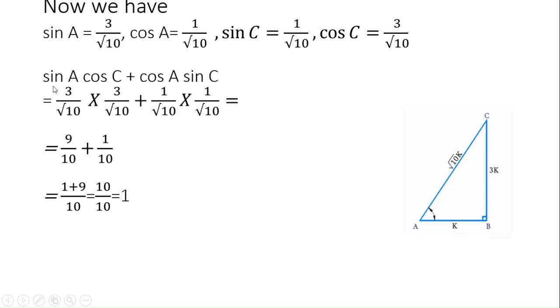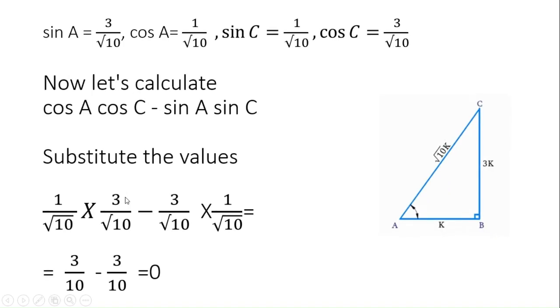Okay, now we just need to substitute all the values, right? Sin A 3 by root 10, cos C 3 by root 10, sin A into cos C plus cos A 1 by root 10 into sin C 1 by root 10. So 3 by root 10 into 3 by root 10 is 9 by 10 plus 1 by root 10 into 1 by root 10 is 1 by 10. Okay, so simplifying further we will get 10 by 10, that is equal to 1.